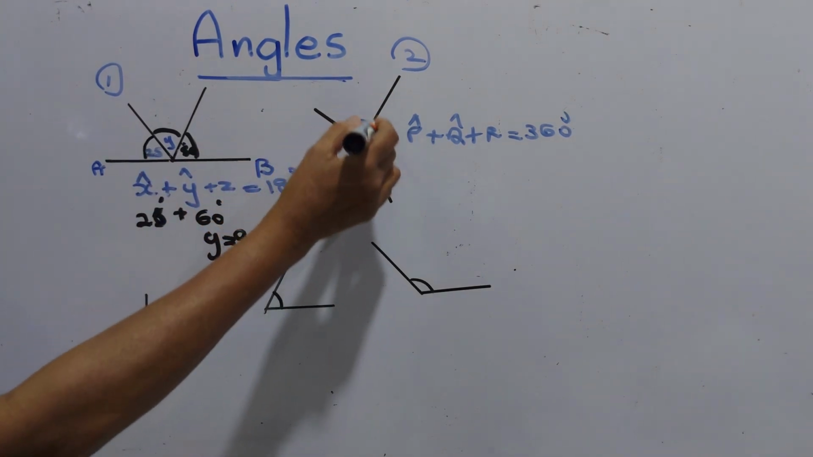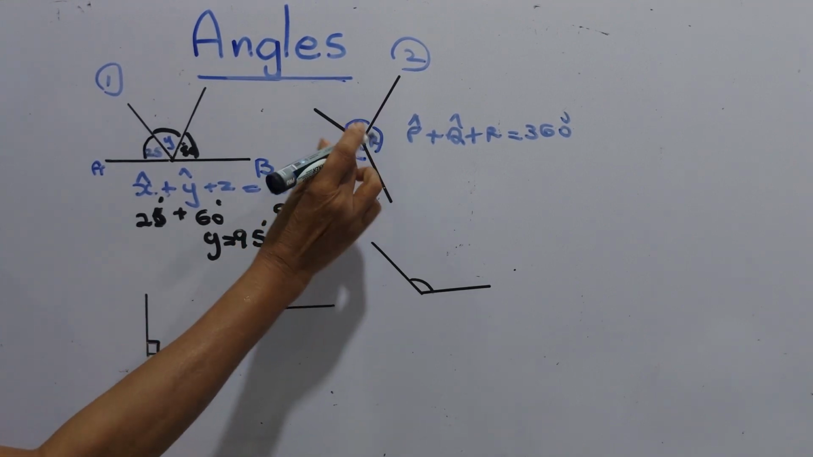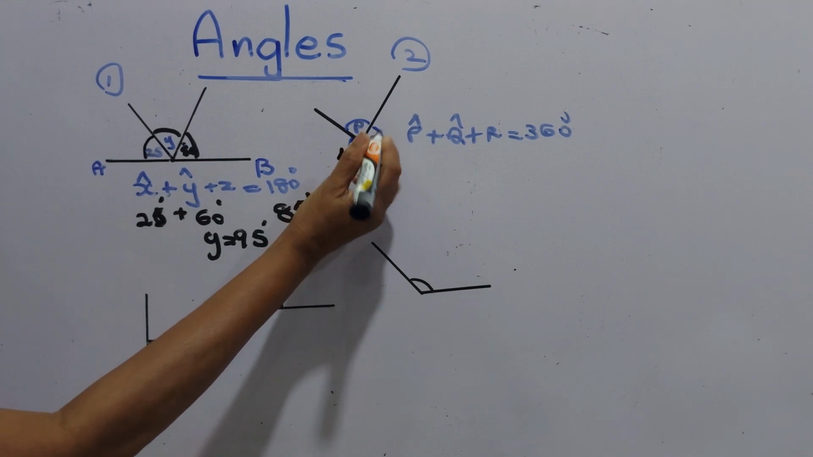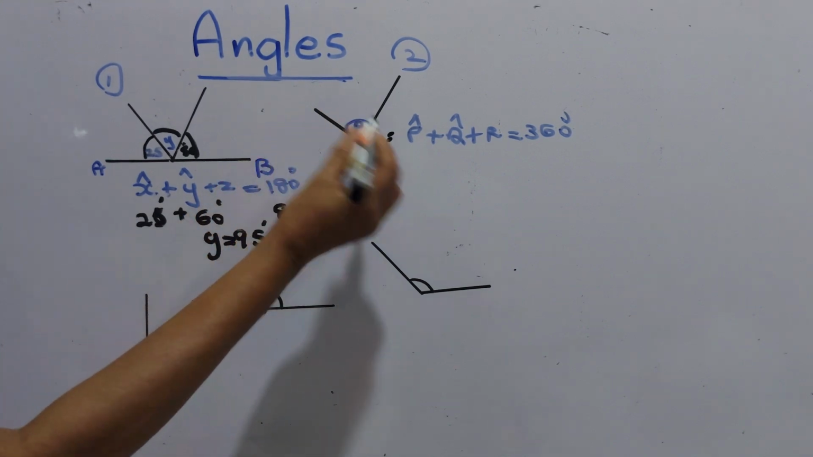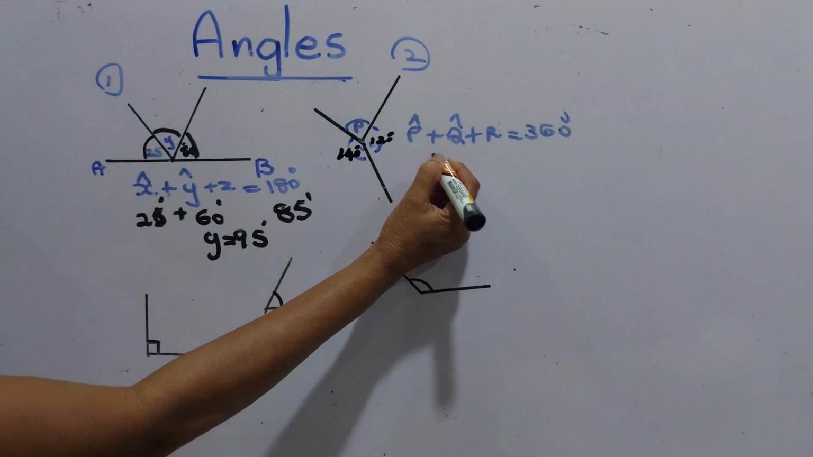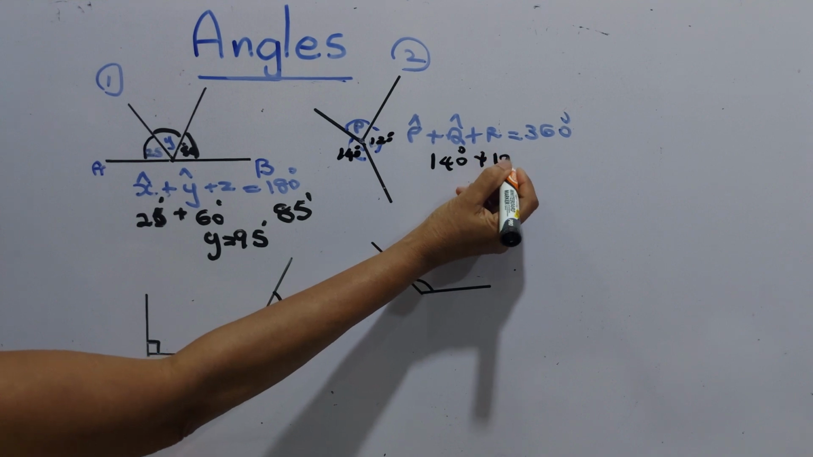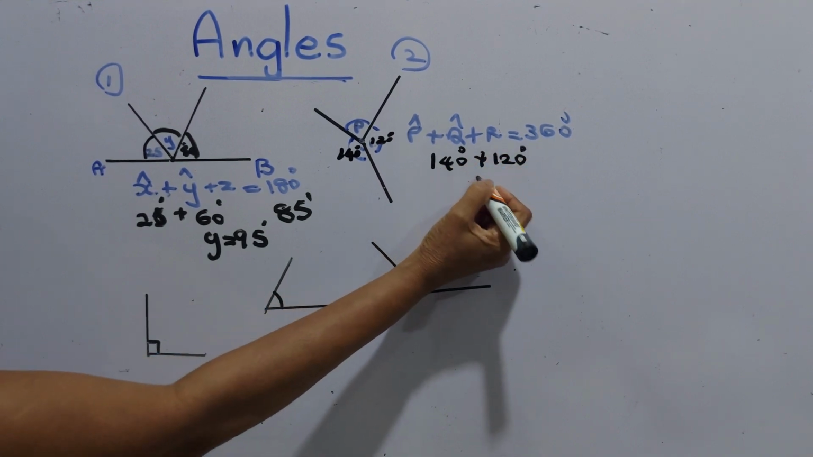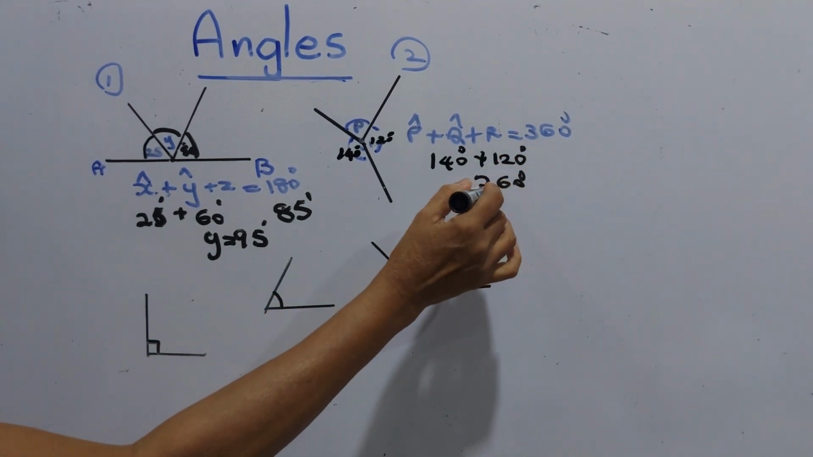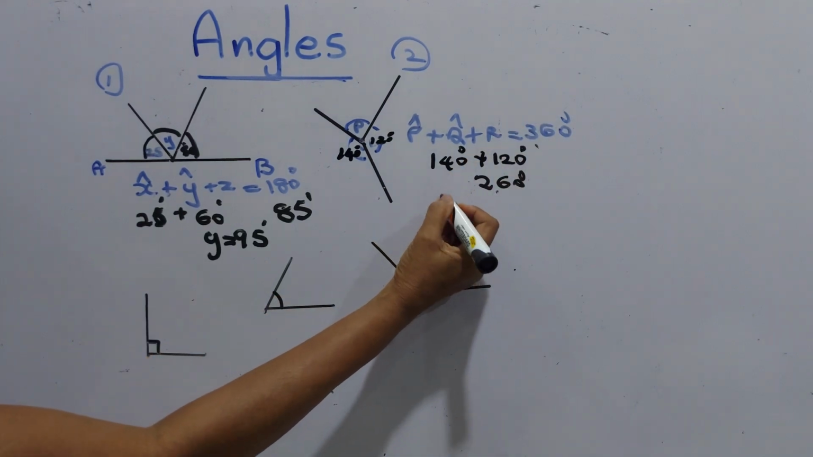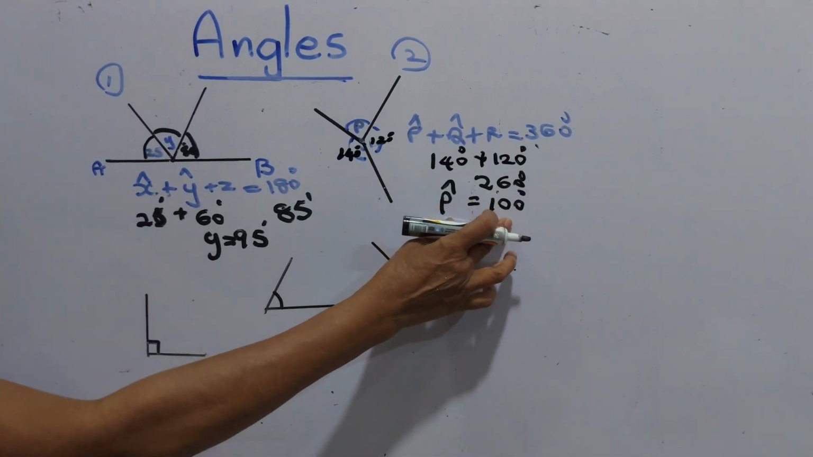When it comes to the second figure, if we know the angle, this is Q angle, that is 140 degrees. R angle is 120 degrees. We need to find out the value of angle P. Then angle Q 140 degrees plus angle R 120 degrees, these two added make 260 degrees. Then we need to take away 260 degrees from 360 degrees. That is angle P equals 100 degrees. Value of angle P is 100 degrees.